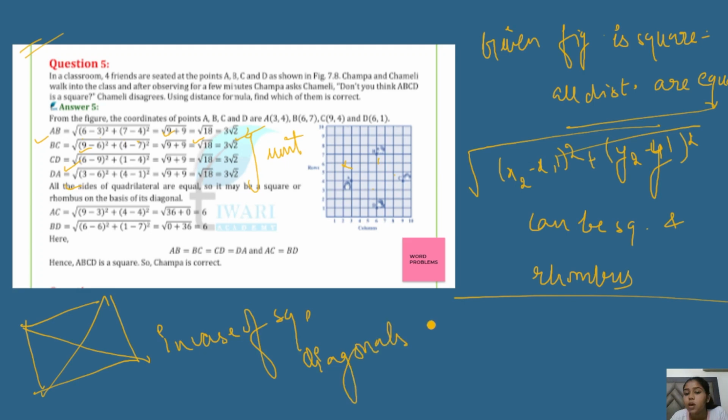What you will do is, you just have to find the opposite diagonal distances, these and these distances, and when you find that these distances are also the same, then you will say that this particular figure is a square.